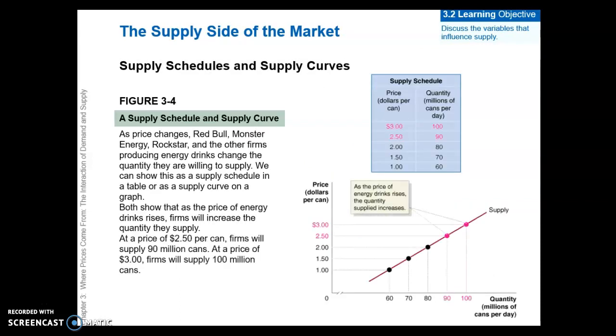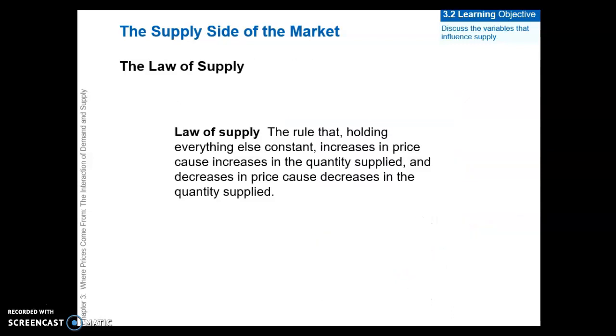Now let's look at supply. Supply deals with sellers. Sellers are willing to supply more on the market at higher prices. It has nothing to do with whether they're going to sell it, but they're willing to supply more. As the price increases, the quantity supplied will increase. However, if the price decreases, they're not willing to put as much on the shelf. This is a positive relationship between the price and quantity supplied.